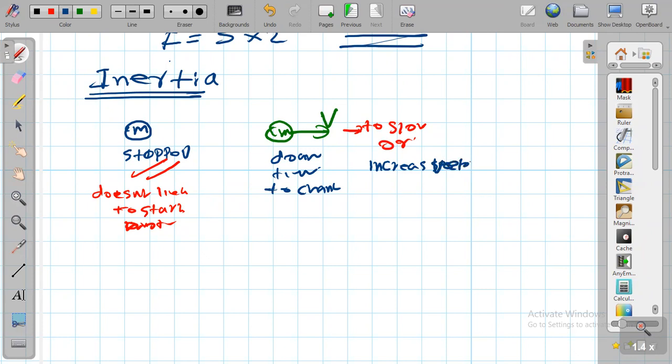Velocity, increase velocity or what? There is another thing. I told you two things. It doesn't like to slow down. It doesn't like to accelerate or increase velocity.